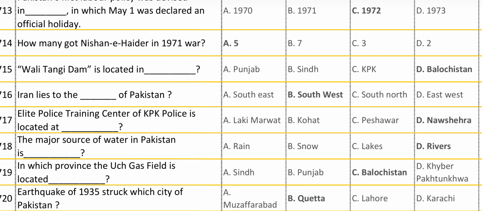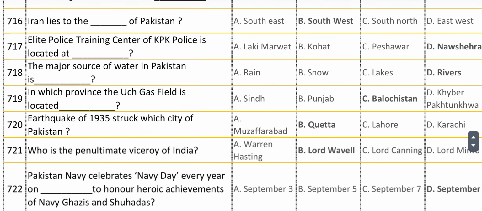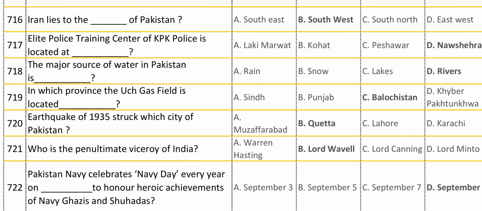The major source of water in Pakistan is dash. Answer is rivers.